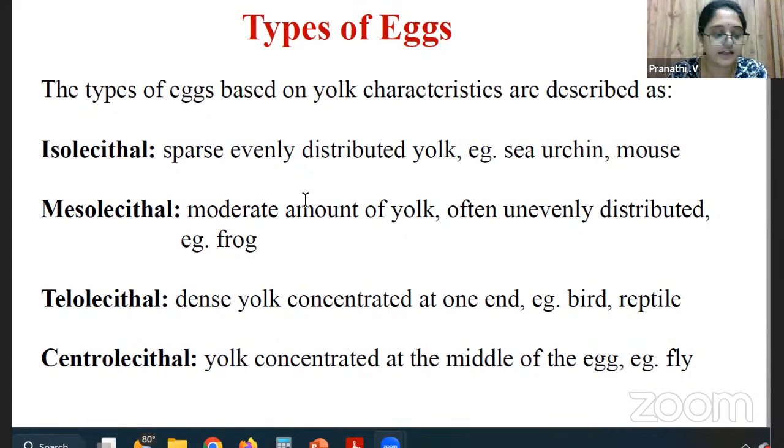So the egg is again surrounded by different membranes. So you have the primary egg membrane or the vitelline membrane. And this is secreted by the follicles or the ooplasm.